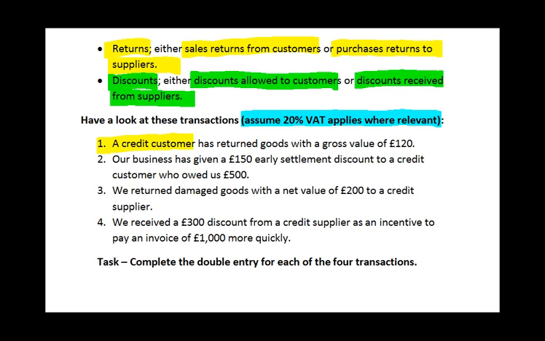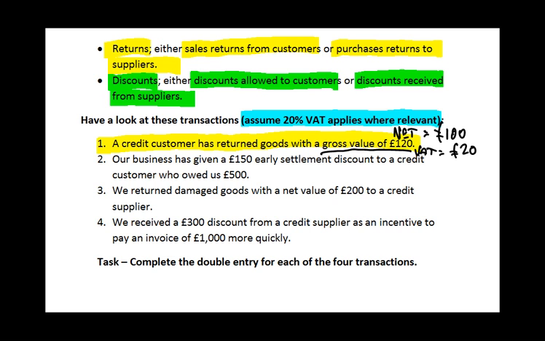Well, starting with the first one, a credit customer, so a customer who owed us money, has returned goods with a gross value of £120. Now, when it says a gross value of £120, that's going to include VAT. And if it includes VAT at 20%, to go from the gross value to the net value, the best approach is to divide by 1.2. So I get a net value of £100. The VAT, therefore, is 20% of the net, which is the £20 that takes you back to the 120. So it's useful to analyse that gross value by net and by VAT.